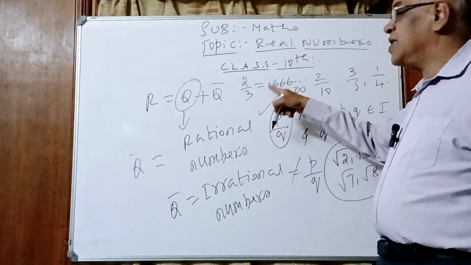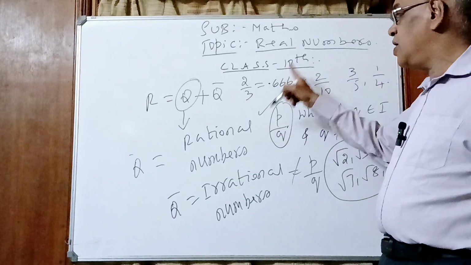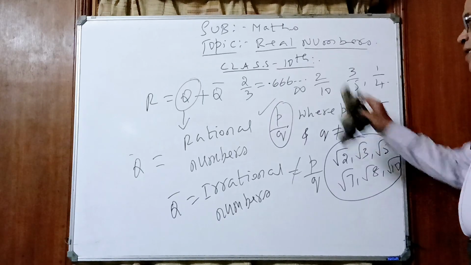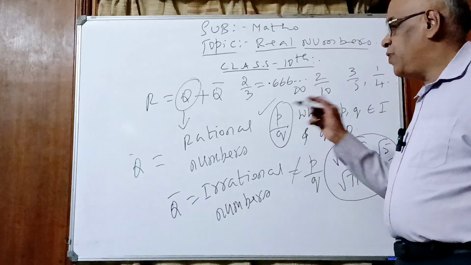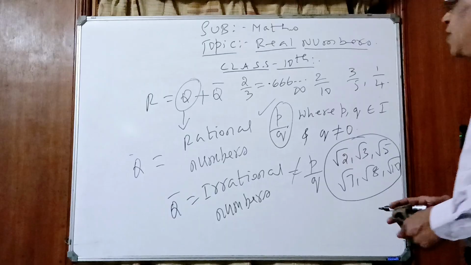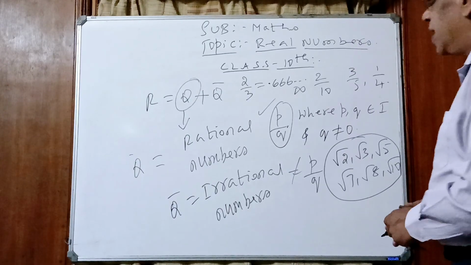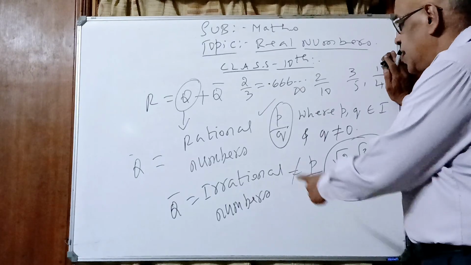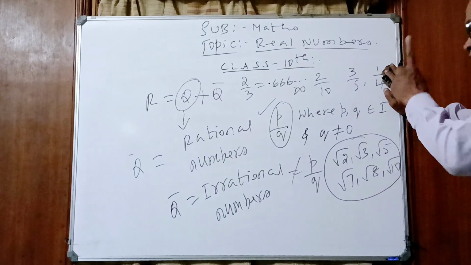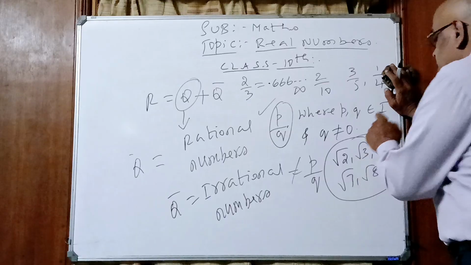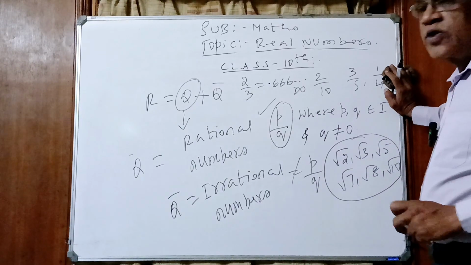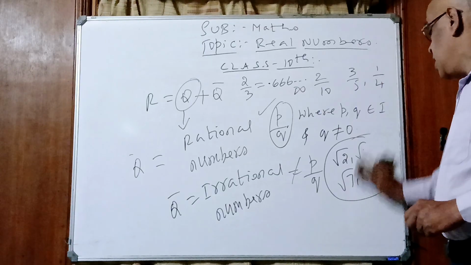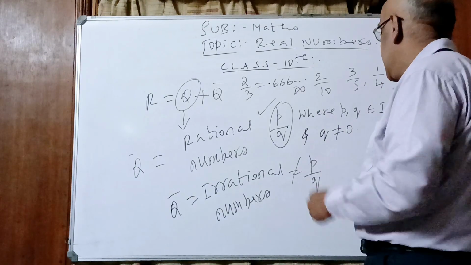Non-terminating recurring. It does not terminate. It means the division process does not end, but the digits keep on occurring. Such numbers are called rational numbers, which can be written in the form of p by q. Many definitions are there. What are irrational numbers? Numbers which cannot be written in the form of p by q, for example those which are not perfect squares, and they are non-terminating, non-recurring decimals. Non-terminating, recurring decimals are rational numbers.